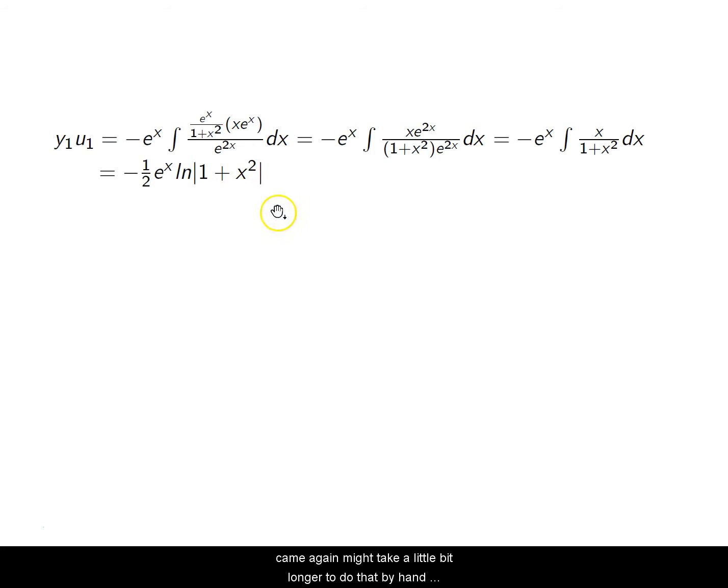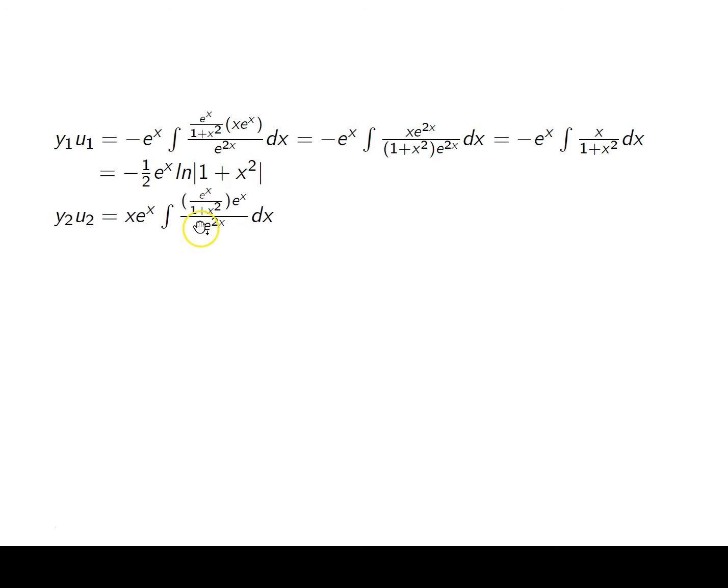It might take you a little while to do that by hand, but your sub would be u is x squared, then du is 2x, and then you move that over, so you've got that x there, and so on. So that's my value for y1 u1. I don't have to do anything else. I don't need to put the C3, C4 or anything like that. It's all taken care of.